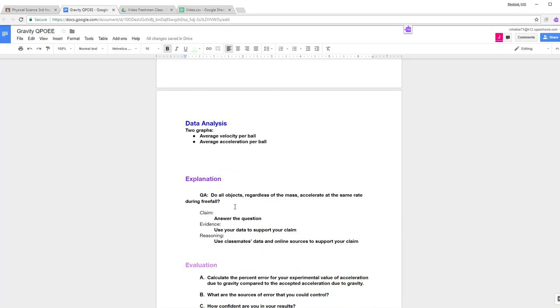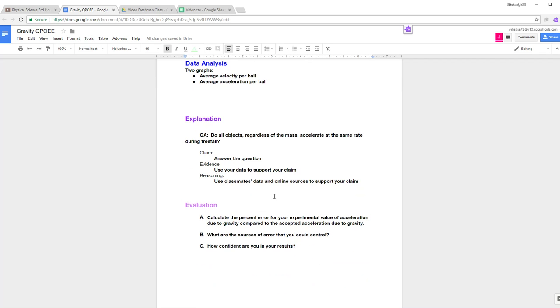Explanation: do objects, claim, answer the question. Evidence: use your data to support your claim. Reasoning: you could have looked at some other ones, or some of you did find an online source, some didn't. I would suggest, especially in the future ones, you find an online source to support your claim.